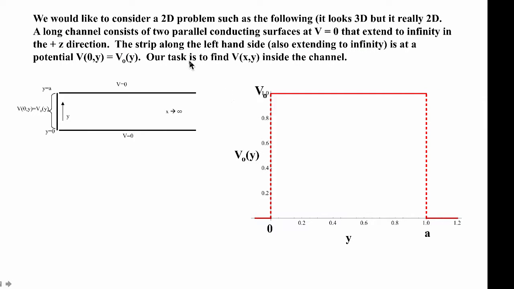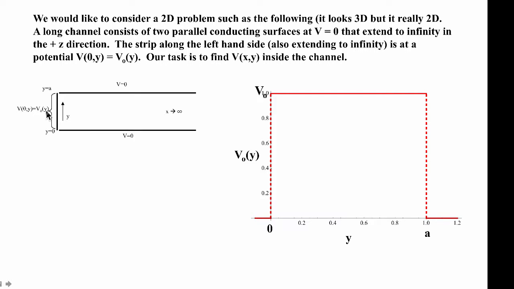Let's review the problem that we're working on. Remember, it's a channel that goes to infinity in the x direction, so from 0 to infinity in the x direction. It goes to infinity in the plus or minus z direction, and then at x equals 0, along this plate right here, we have a potential v0(y).